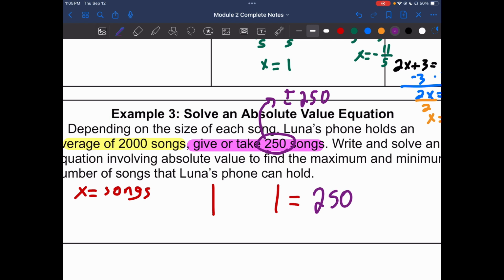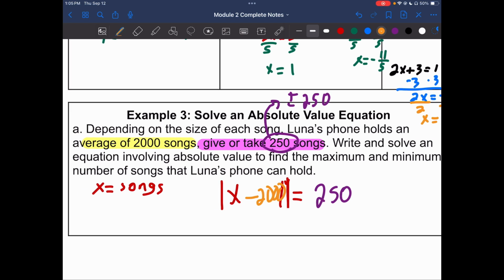The difference between the songs on the iPod and the average of 2,000 can be 250 above or 250 below. So that's what we're actually going to be comparing. Our songs are what we start with, and we are going to subtract 2,000, so X minus 2,000. We're comparing the amount of songs on the phone with the amount that she has, or with this plus or minus that we've got.